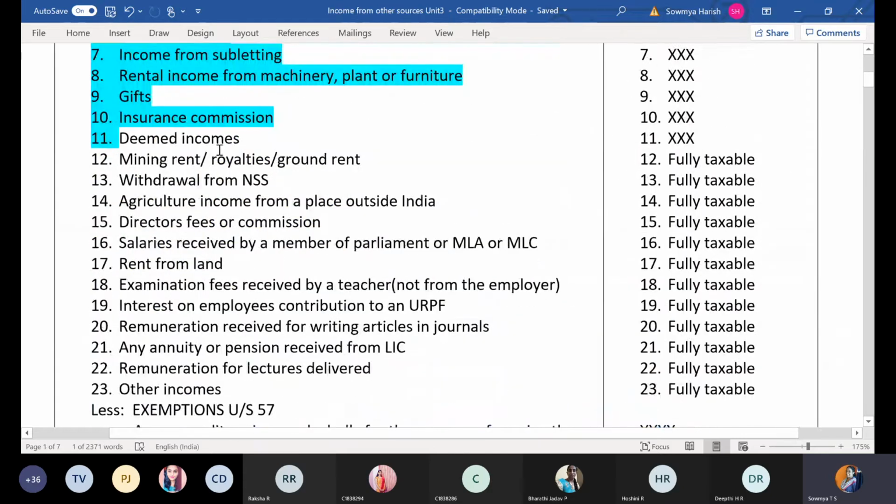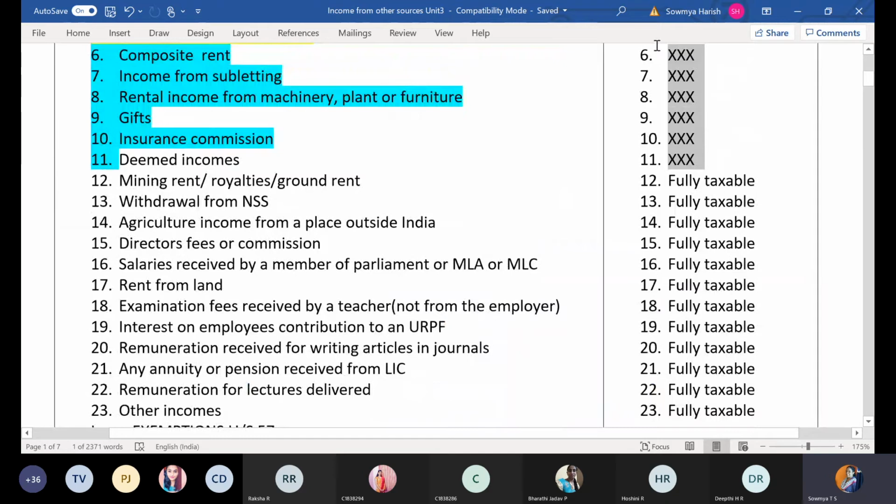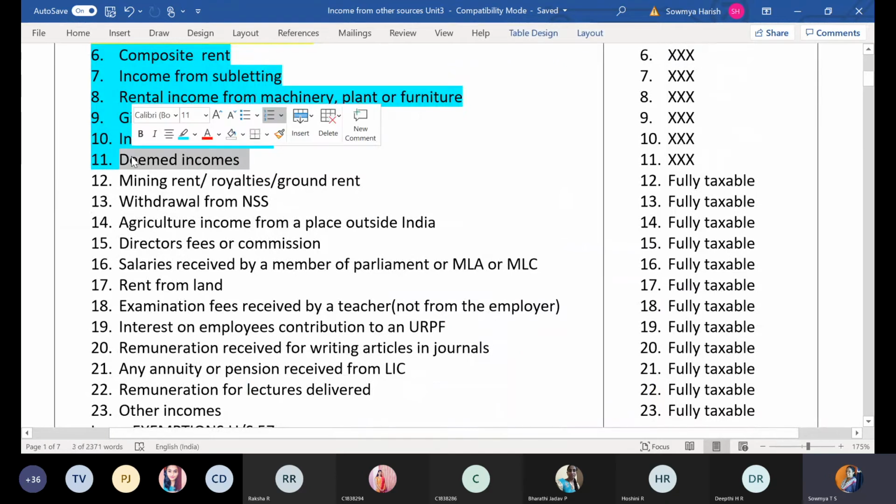Then under partially taxable, we have this last one, deemed incomes. What do we understand by deemed incomes is there are some incomes where you don't know how to explain that income. You don't know how to explain from where you got this income, how you got this income. So in that case, if you have any such income, that will be termed as deemed income and taken under the head income from other sources.